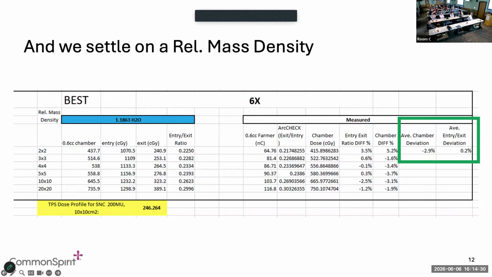So now what you're doing is like an old school method where we would do chamber and film. We would just normalize our profile to the chamber, whatever it was on that day, because we know, let's say from daily QA, our output is perfect. And so all we're doing is really checking modulation, stuff like that.